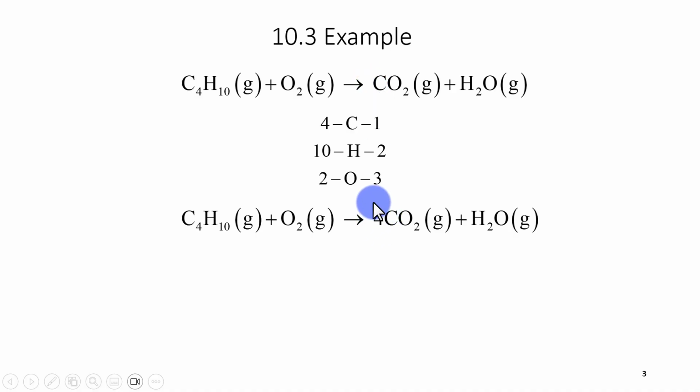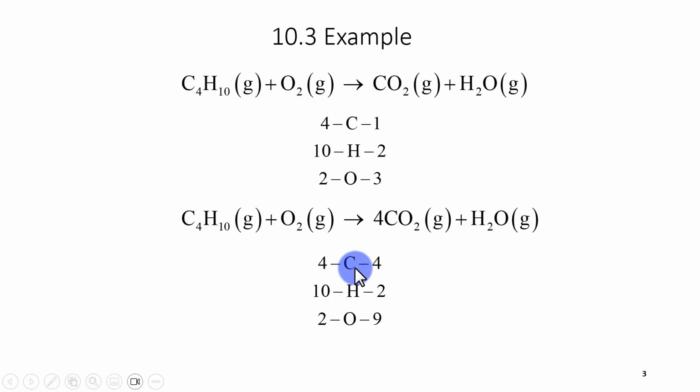So see, I put a 4 in front of CO2. And now I have 1 as my subscript, times 4. That gives me 4 carbons on this side as well. Now let's tally to see how many we have of each element now that I changed the CO2 coefficient.